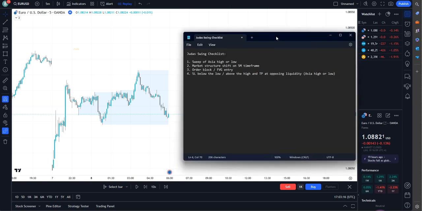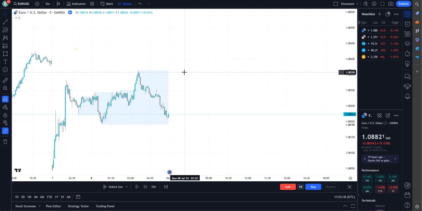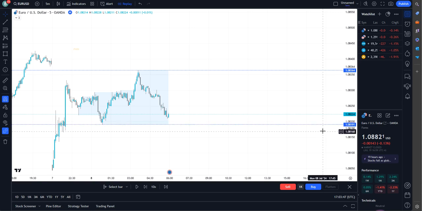So I have a checklist here of what we're going to be going through today, how to find yourself a Judas swing on a currency pair. Now, we're using the TradingView website and the 5-minute time frame. That's very important. The first thing we're going to be looking for is a sweep of the Asia high or low. Now, to find a sweep of the Asia high or low, we are going to extend the high or low from our session indicator.